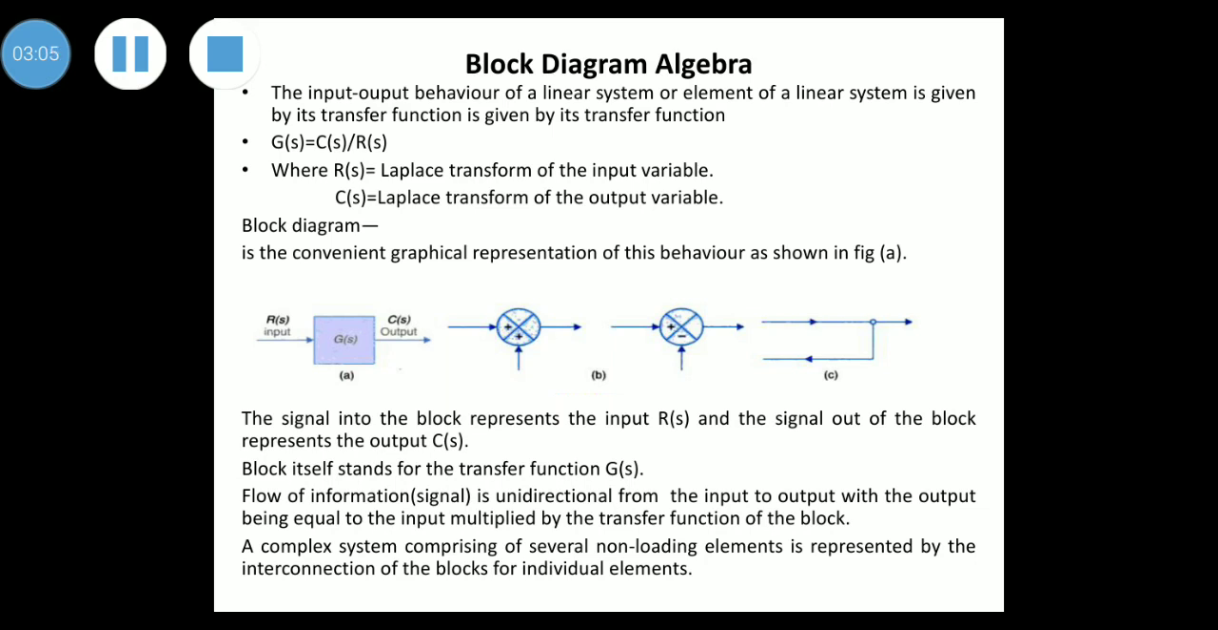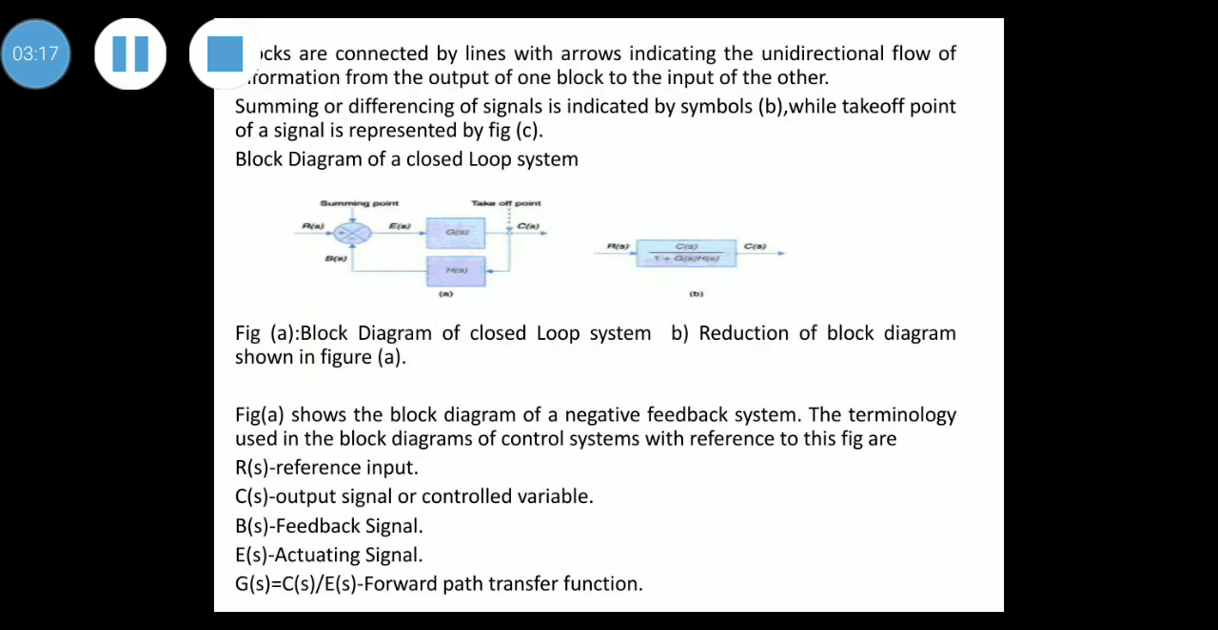So we are now going to discuss the block diagram of a closed loop system. This diagram represents the block diagram of a closed loop system. The upper block is G(s). The feedback block is H(s).